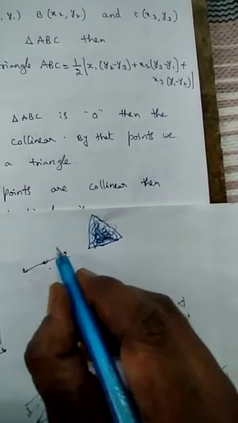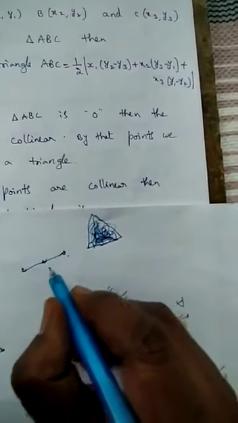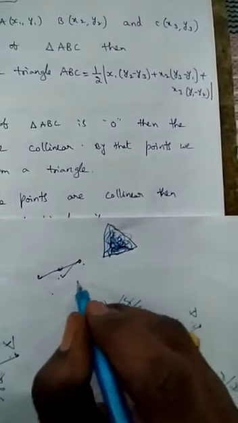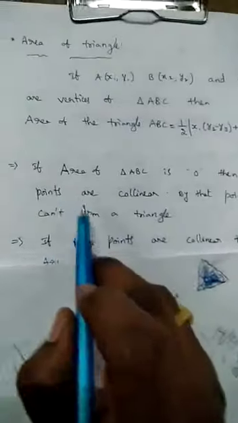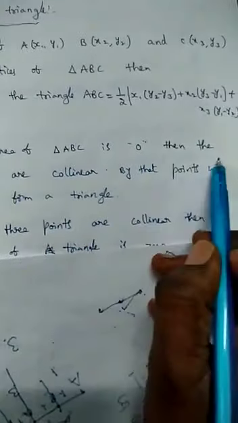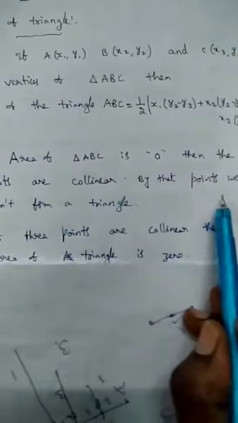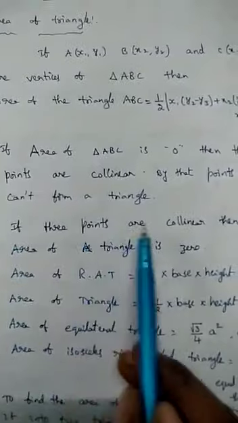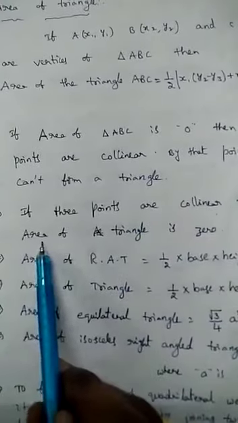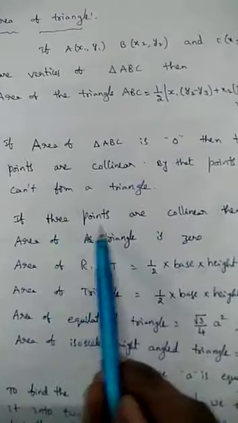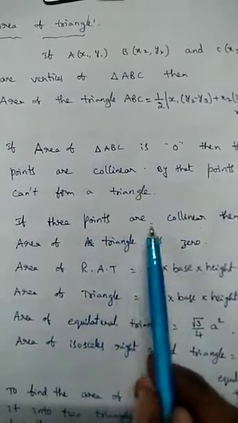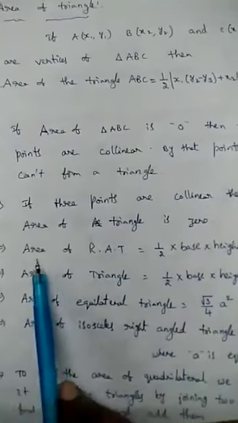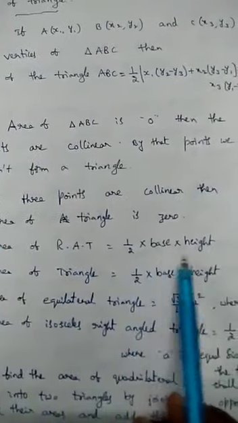So if you cannot form a triangle by these 3 points, then automatically its area is equal to 0. The meaning is, if the area of triangle ABC is 0, then the points are collinear, and we cannot form a triangle by those points. If 3 points are collinear, then area of the triangle is 0. The converse of this also holds. If 3 points are collinear, then area of triangle is 0. Okay, so area of right angle triangle is half into base into height.